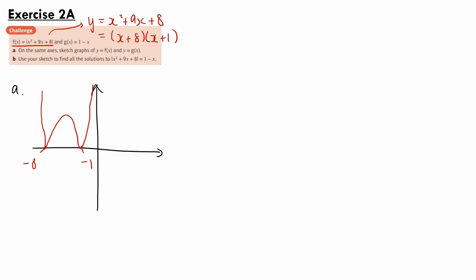Now for g of x, we can have a graph that looks something like this. Okay, where the intersection points with the axes are both 1. So this is our y equals g of x, and this is our y equals f of x.